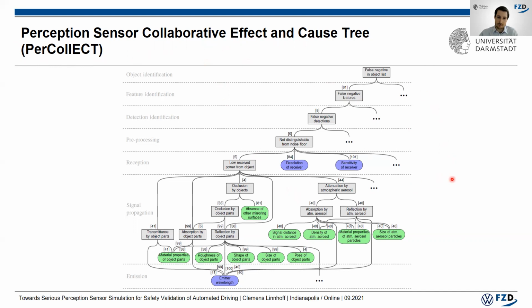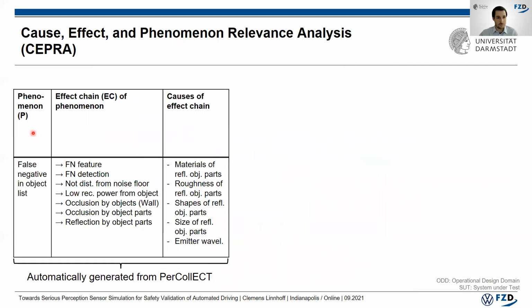But this is a mere collection of the state-of-the-art, an organization of the state-of-the-art. So this alone doesn't specify a sensor model. So we need to go further. And we need to analyze individual cause and effect chains. In this example, we start at the top from our false negative object, and we go all the way down through the decomposition layers and all the underlying effects down to the causes at the end. And we can extract these cause and effect chains automatically from PerCollECT and put them into a table format. So we have our phenomenon, we have the effect chain, and we have the underlying causes.